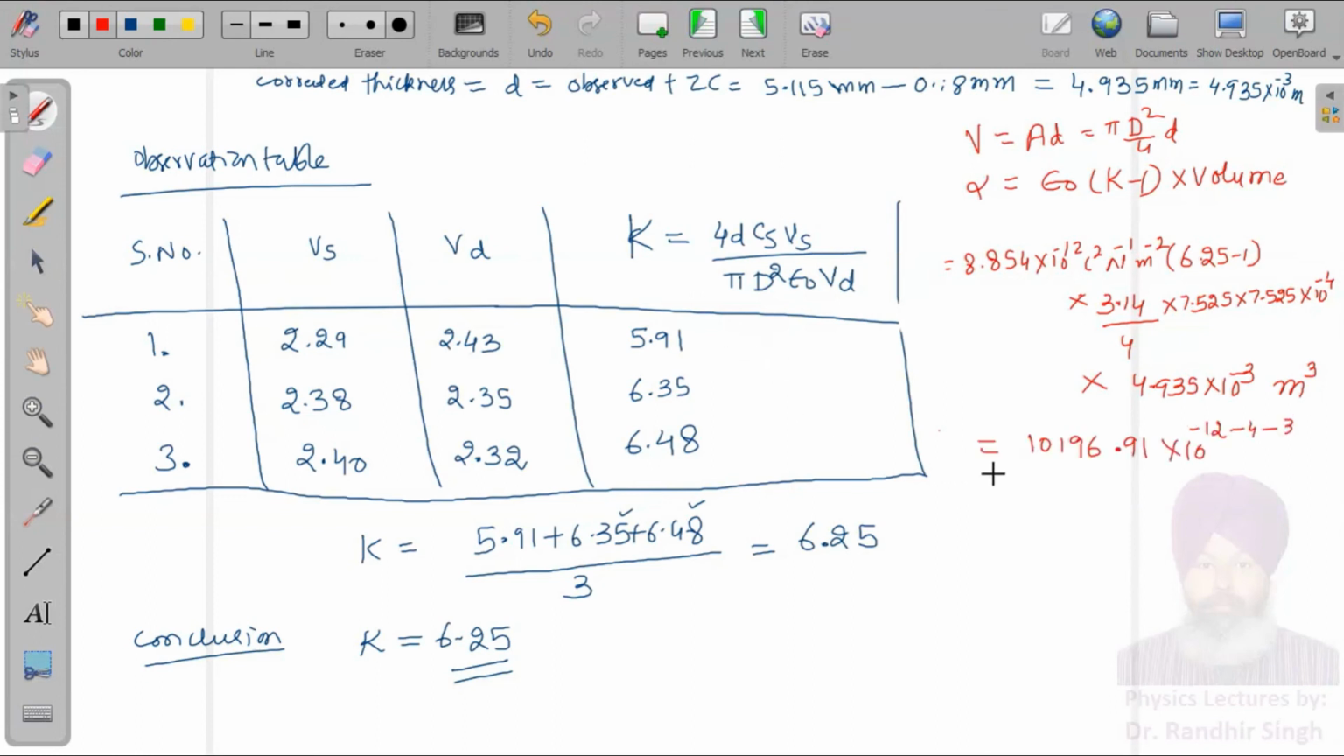So this value will come out to be this one, and if I evaluate it, it will become 1.0197 into 10 raised to power minus 15. It will be coulomb square into meter per Newton. So this will be the volume polarizability of the material.